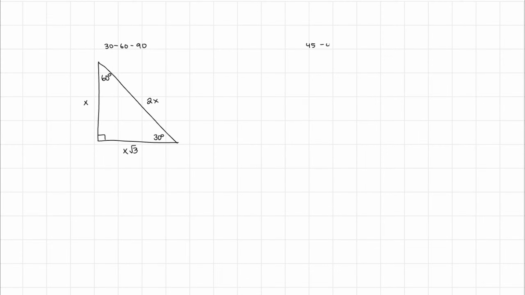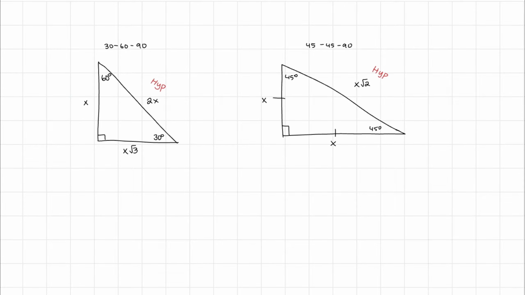We have the 45, 45, 90 degree triangle. Two sides are equal. The sides are x, x, and x radical 2, and the hypotenuse is always across from the 90 degree angle. Now let's go over sine, cosine, and tan, or SOHCAHTOA.